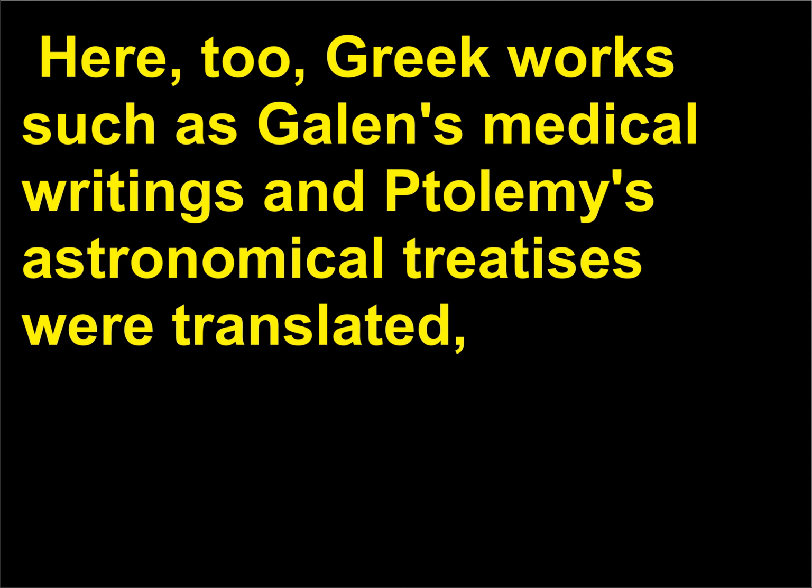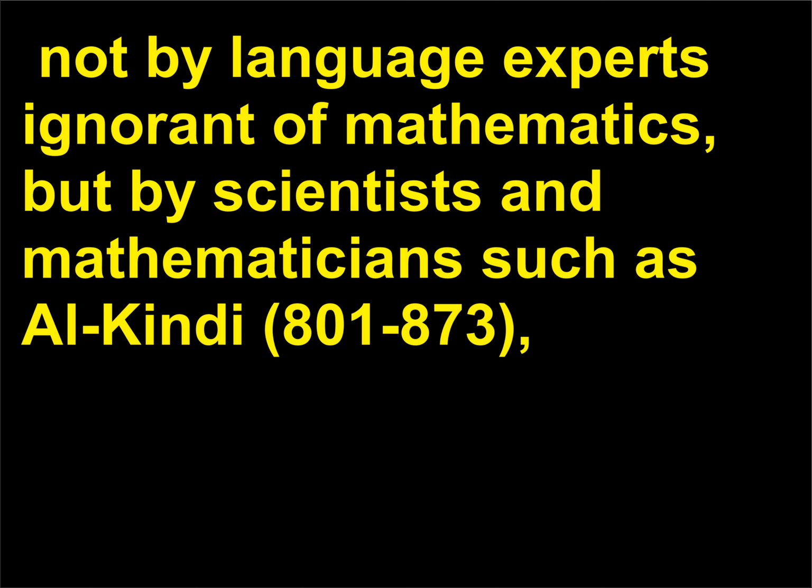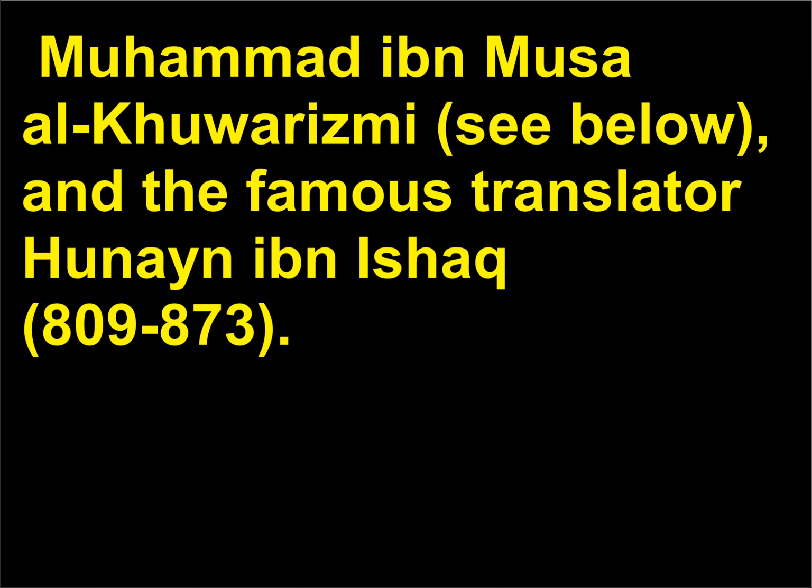Here, too, Greek works such as Galen's medical writings and Ptolemy's astronomical treatises were translated. Not by language experts ignorant of mathematics, but by scientists and mathematicians such as Al-Kindi, 801 to 873, Muhammad ibn Musa al-Khwarizmi, see below, and the famous translator Hunayn ibn Ishaq, 809 to 873.